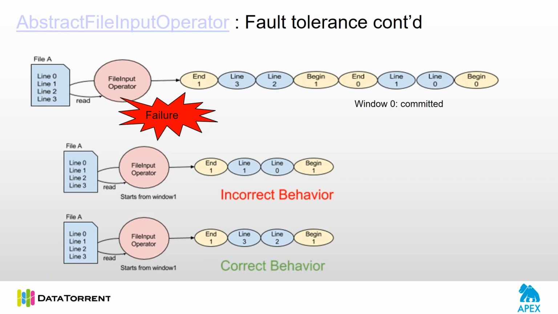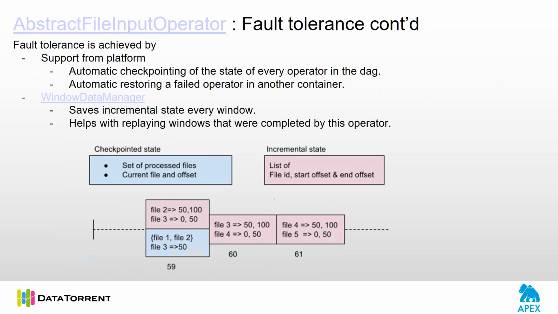So the abstract file input operator that we have in our library exhibits this behavior, and in order for it to be fault tolerant, it needs support from the platform and some other utilities. What it needs from the platform is automatic checkpointing of the state of every operator in the DAG, which the platform provides. Also, it relies on the restoration of a failed operator in another container. This operator is an input operator, so this support is not sufficient.